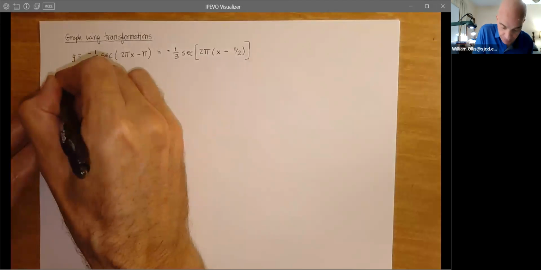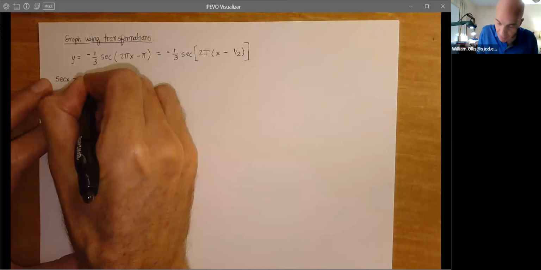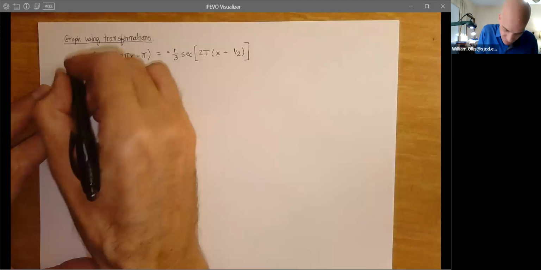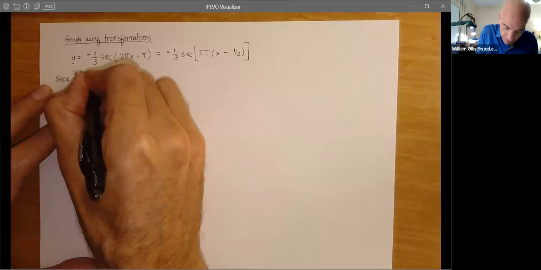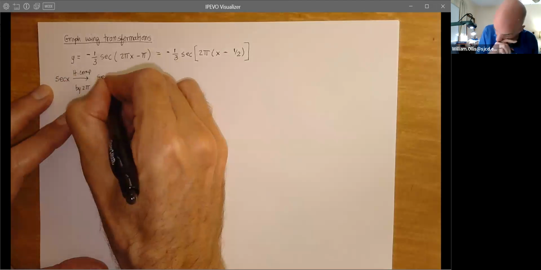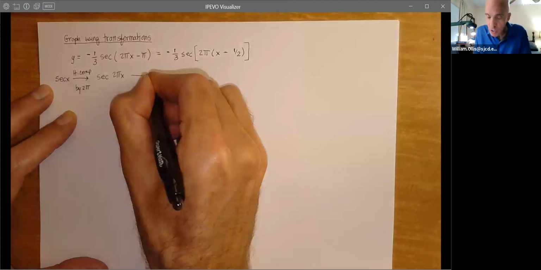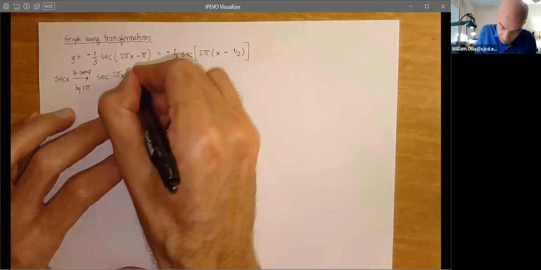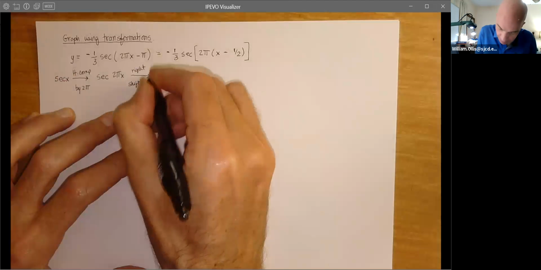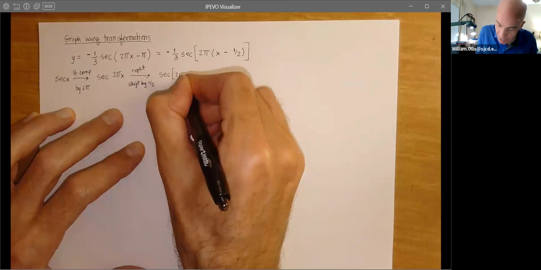So secant x. Let me do this. So we've got secant x. So let's start with the horizontal compression by 2 pi. You're thinking, Professor Ron, you could keep it simpler, but this will be good for you. Good example. 2 pi x. And then let's do a right shift by 1/2. So this is going to be a secant of 2 pi, and then we replace x with x minus 1/2.